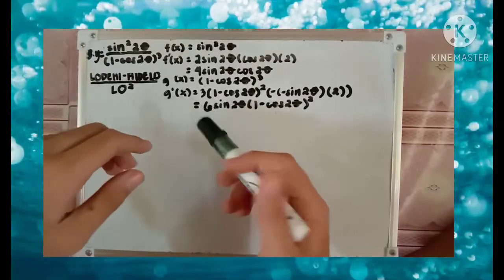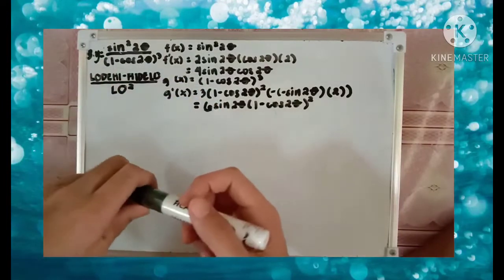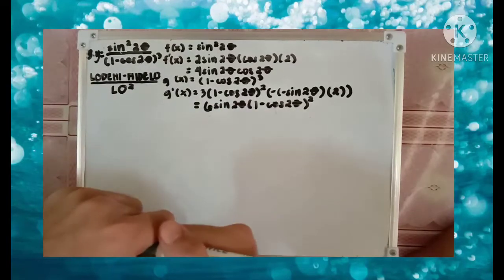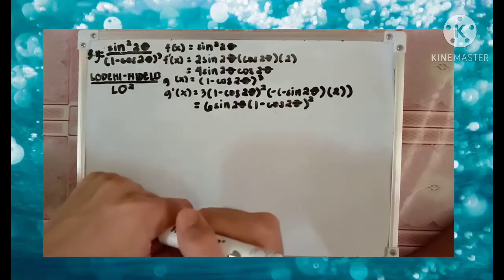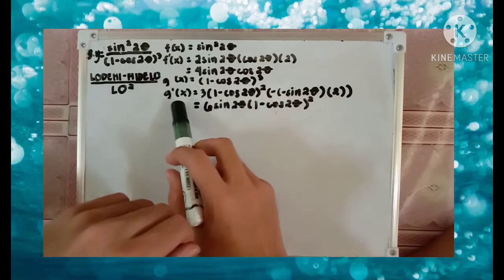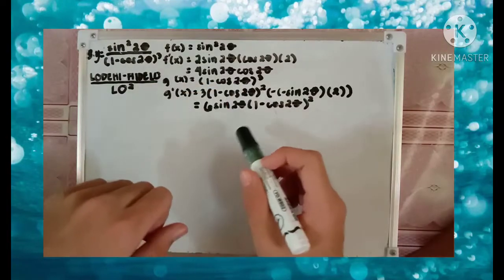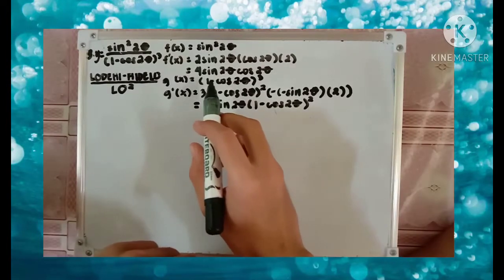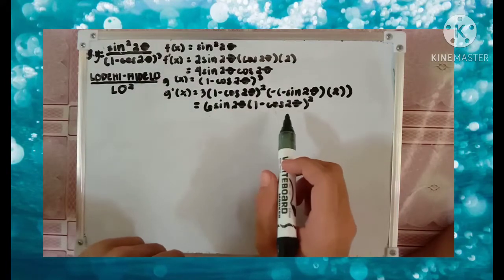So guys, let's proceed for problem number 3. Y is equals to sine squared 2 theta all over 1 minus cos 2 theta raised to 3. So in this case, gagamit lang tayo ng quotient rule. But ang una nating gagawin is to find the f prime of x and the g prime of x. So, para hanapin yung f prime of x and g prime of x, gagamit tayo ng chain rule. So, nakita nyo, sinolve ko na agad yung f prime of x and the g prime of x.